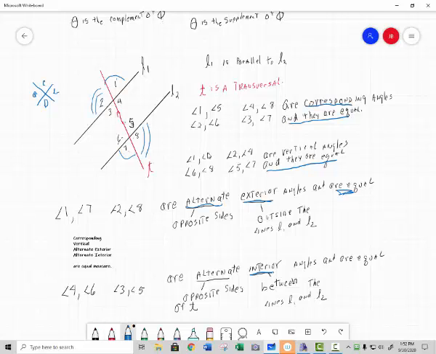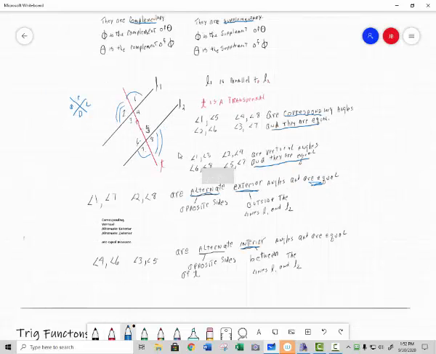alternate interior angles, again they have to lie on opposite sides of the transversal and they have to be inside. So what have I got here? What are my alternate interior angles? Well, 4 and 6 are alternate interior. 3 and 5 are alternate interior. And alternate interior angles are equal also. Pretty straightforward.